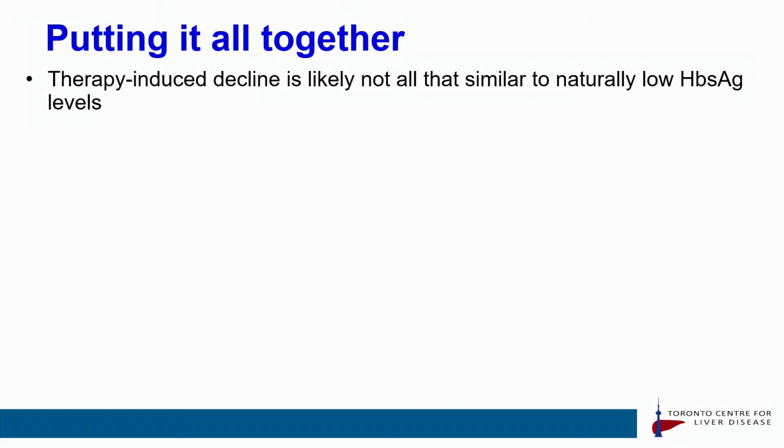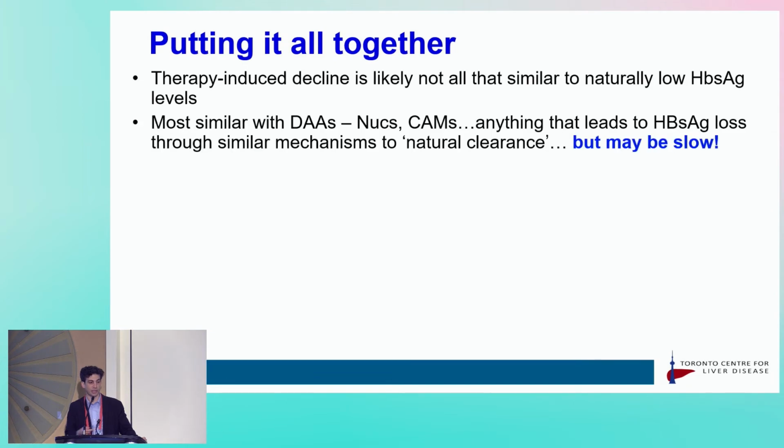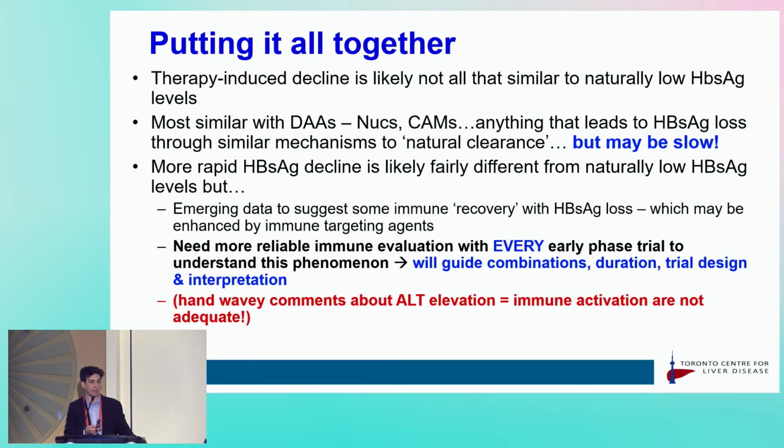So finally, to summarize, therapy-induced decline is likely not all that similar to naturally low surface antigen levels. I think it's probably most similar with direct-acting antivirals, nukes, CAMs, or anything else that leads to surface antigen loss through similar mechanisms to natural clearance and primarily enables it rather than accelerates it by blocking infection of new cells. But the important point here is that it may be very slow. More rapid surface antigen decline is likely fairly different from naturally low surface antigen levels. Reassuring that there's some emerging data to suggest that immune recovery is possible, but I think we have to be careful over-interpreting these data. And this may be able to be enhanced by immune targeting agents.